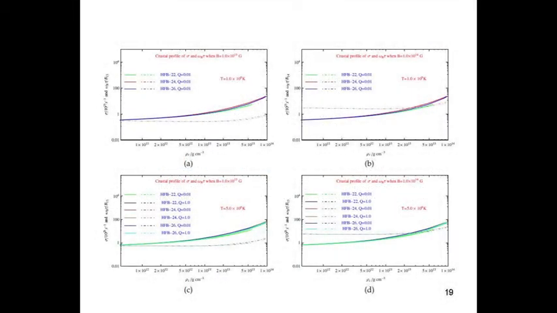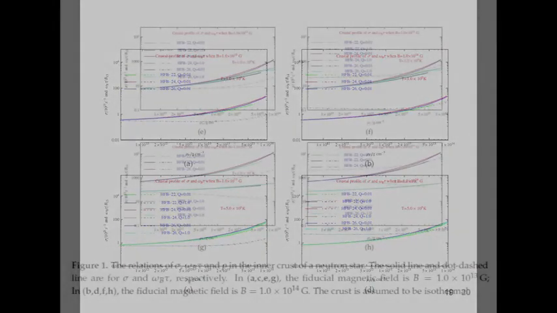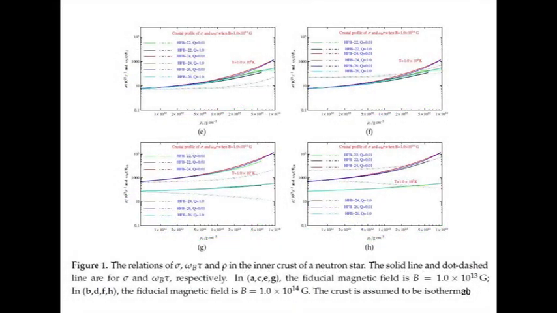This figure shows our numerical results on sigma, omega, and tau in two fiducial magnetic fields. The solid line and the dot-dashed line are for sigma, omega, and tau respectively. From the above simulations, it is found that the conductivity increases slightly with the increase of the magnetic field. The enhanced magnetic field has a small effect on the matter in the low-density regions of the crust, and almost has no influence on the matter in the high-density regions.